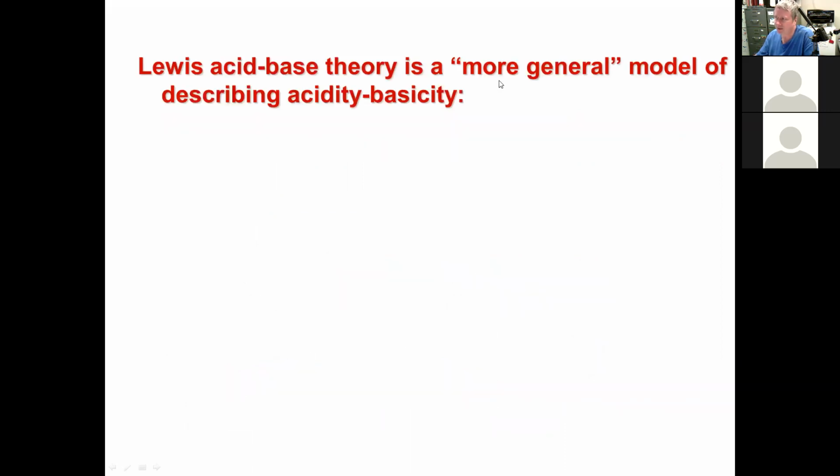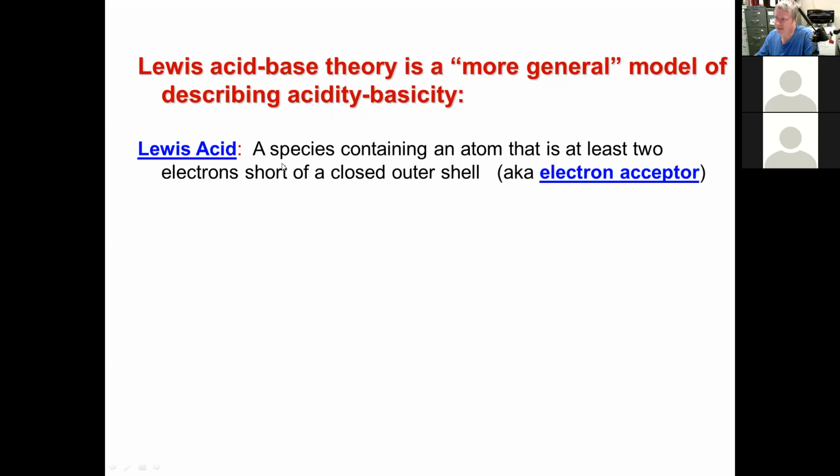Lewis acid-base theory is a more general model. So what we just were talking about was Bronsted-Lowry acid-base theory. Lewis theory defines acids not as a proton donor or proton acceptor, but rather as electron donor, electron acceptor. So it's just a different way of describing essentially the same thing. A Lewis acid is a species that contains an atom that is at least 2 electrons short of a closed outer shell. It's called an electron acceptor.